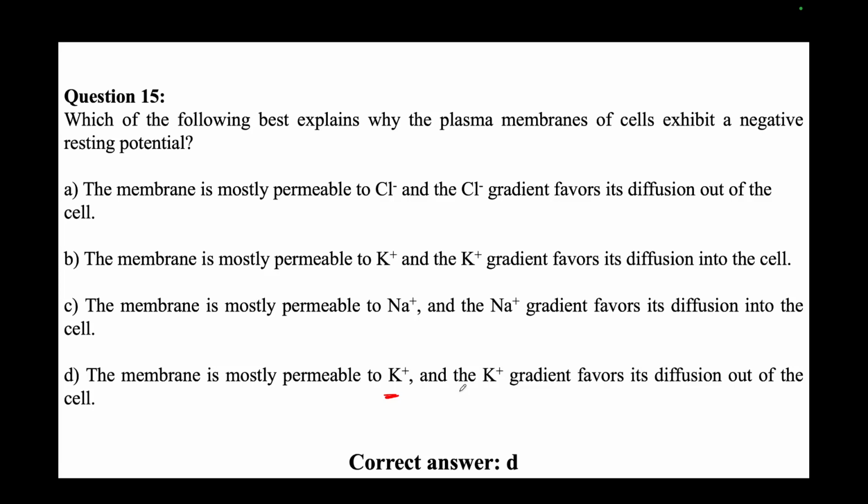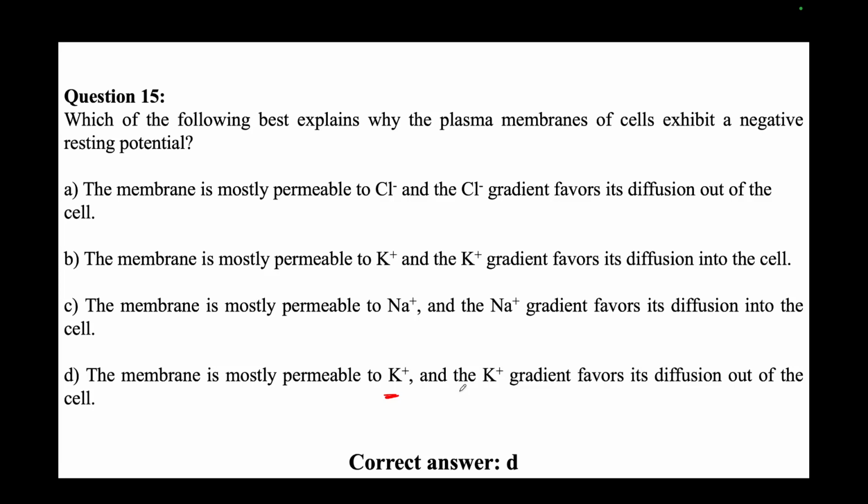Okay, so potassium ions will be diffused out of the cell, and the diffusion of sodium and chloride ions will be slower. So there will be more positive charge going out of the cell. So that will make a negative resting potential across the plasma membrane. Okay, so is this clear?